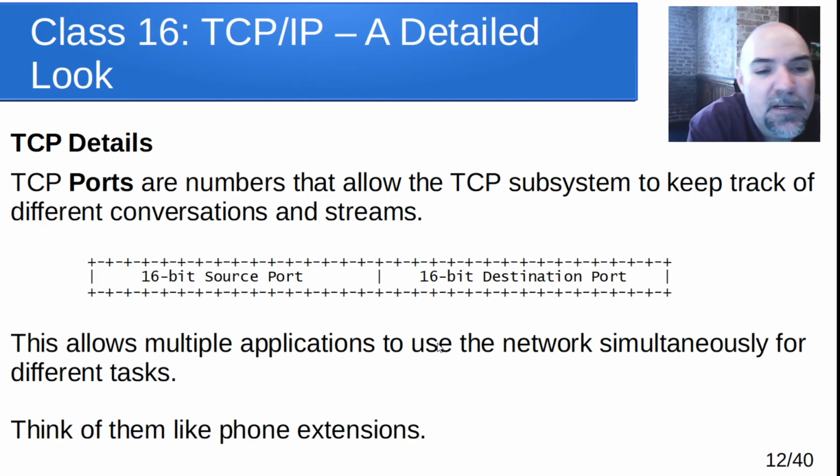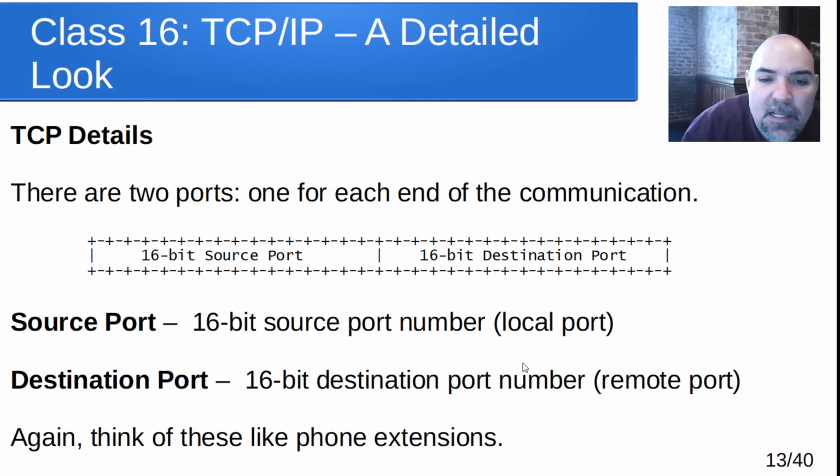We talked about the ports already. Those are numbers that allow the TCP subsystem to keep track of different conversations, what I'm calling conversations and streams. In other words, it allows multiple applications to share that network and use it simultaneously for different tasks, like phone extensions. Notice that each end has its own extension listed, its own port listed: local port, remote port. So the source port is called the local one. The destination port is called the remote port. Again, think of phone extensions.